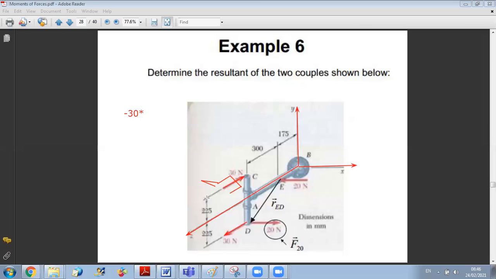I take 500? Yes, it is 450 millimeter. You can keep it in millimeter and then you will have a result in Newton millimeter. Or if you convert it to meter, you get your result in Newton meter. And it's along which axis? It's along i, so it's minus 30 times 450 along i, and the value is in Newton millimeter. So this is for the first force.